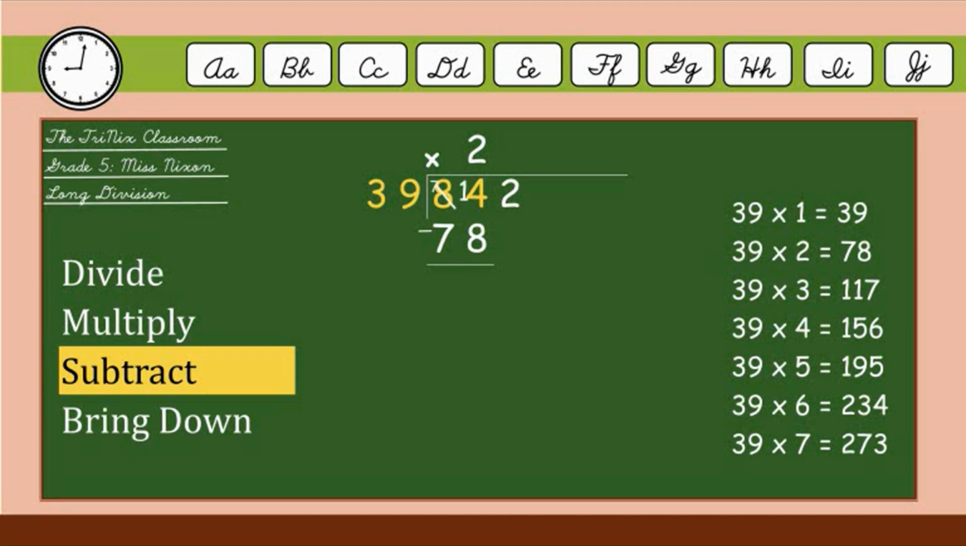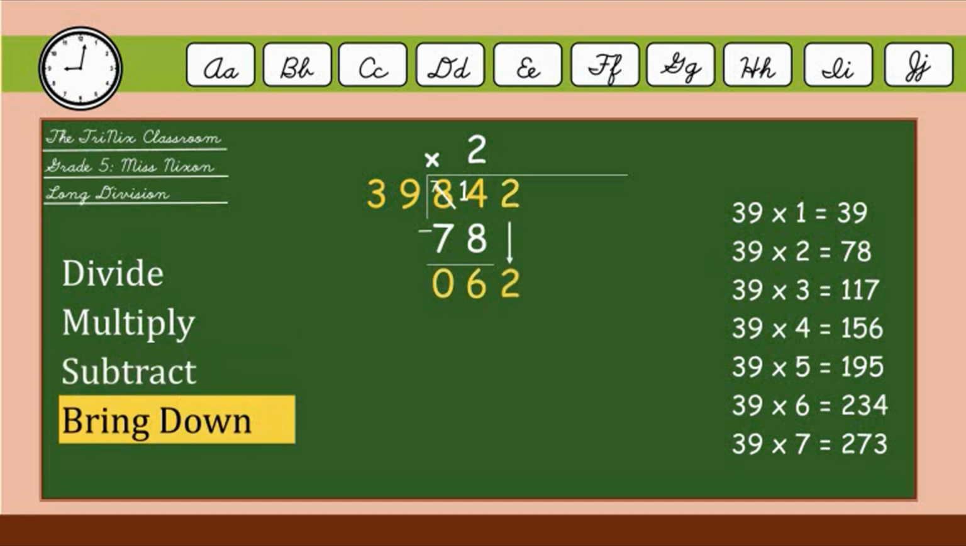Taking 1 from 8 and regrouping it to the tens place, we are now able to subtract 8 from 14, which gives us 6, and 7 from 7 gives us 0. We can now move on to the next step. Now, we will bring down the next digit in our dividend and reset our steps.